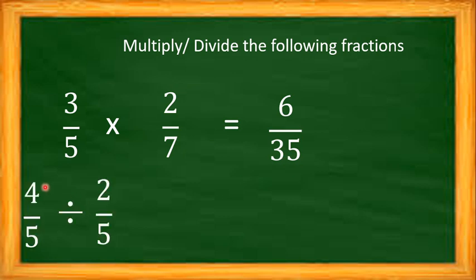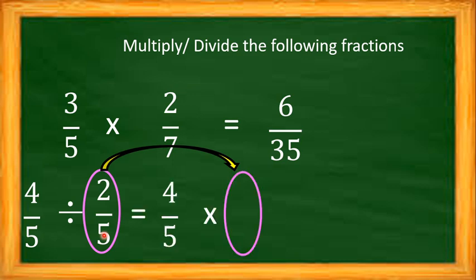In dividing fractions, you have to get the reciprocal of the divisor. Then the dividend remains. 4/5 divided by 2/5. So get the reciprocal of 2/5, or you can just interchange the numerator and the denominator. So instead of 2/5, we write 5/2 and proceed to multiplication.